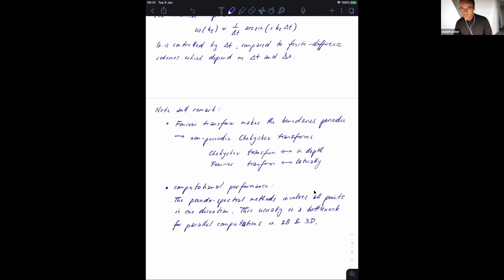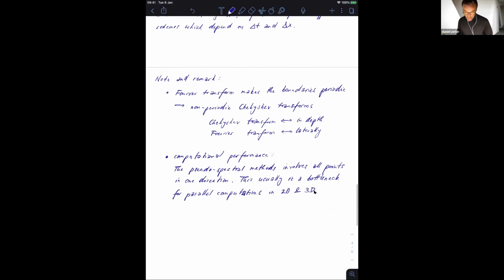So there is work done on trying to improve that, basically make pseudo-spectral methods feasible for also large-scale and 3D. But it still is a very challenging aspect to parallelize basically the FFTs.